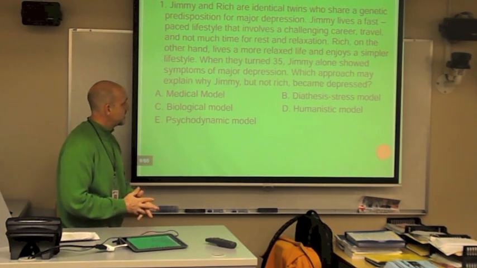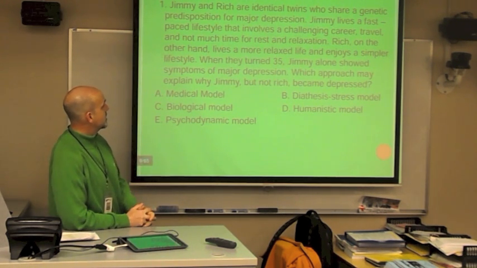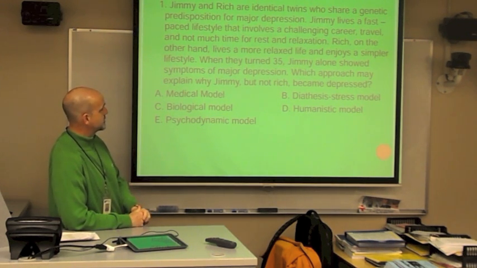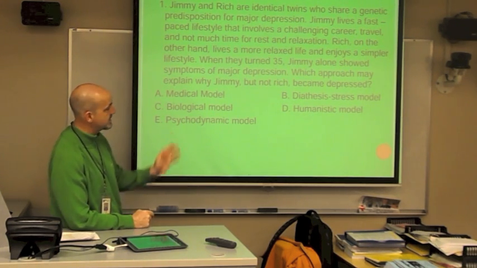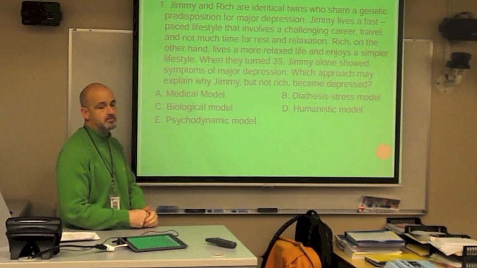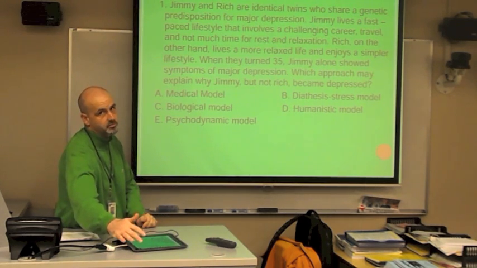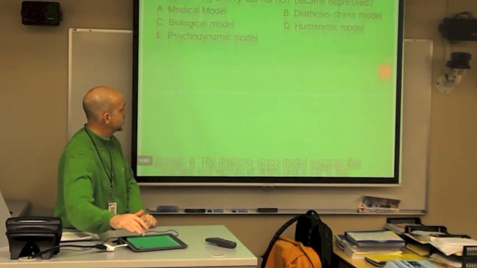Now, here's a typical question that could come from that. Jimmy and Rich are identical twins who share a genetic predisposition for major depression. Jimmy lives a fast-paced lifestyle that involves a challenging career, travel, and not much time for rest and relaxation. Rich, on the other hand, lives a more relaxed life and enjoys a simple lifestyle. When they turned 35, Jimmy started to show symptoms of major depression. Now, which approach would account for this? Most of you looking at this would say B, diathesis-stress model. Again, diathesis is genetic, and stress is the component that could release that genetic predisposition.